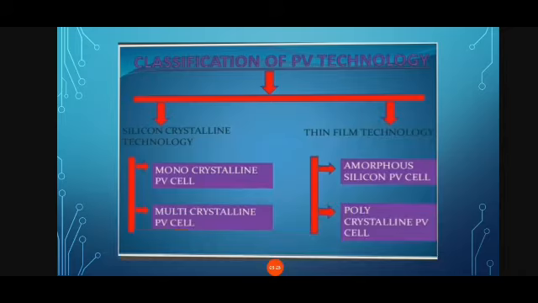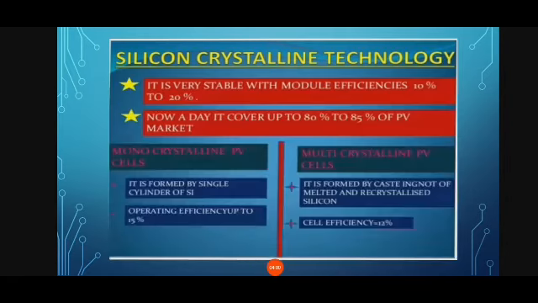Now let us see the classification of PV technologies. The PV technologies are classified into two main parts. First is silicon crystalline technology, and second is thin film technology. Silicon crystalline technology has monocrystalline PV cells or multicrystalline PV cells. In thin film technology, there are again two sub-classifications, that is amorphous silicon PV cells and the second one is polycrystalline PV cells. Now first of all we will see silicon crystalline technologies.